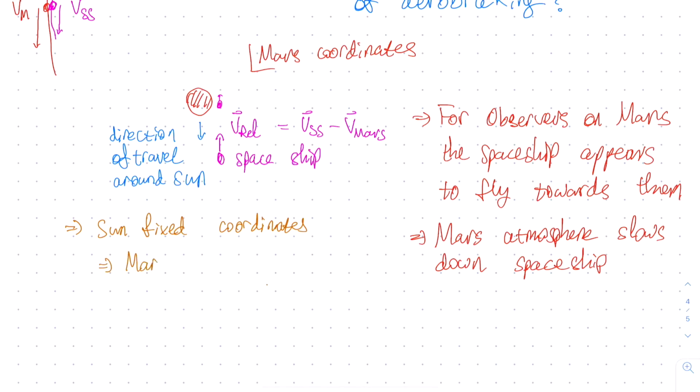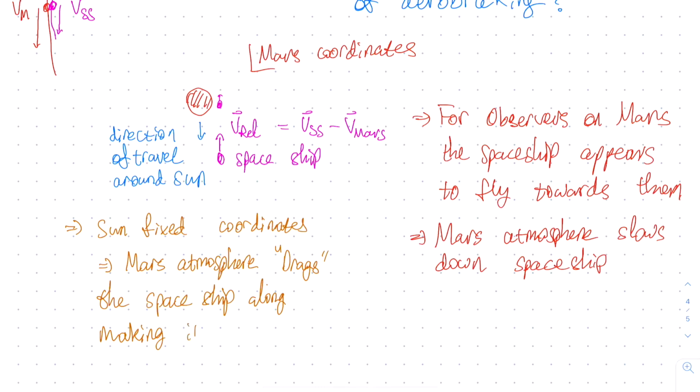Well, in the Sun fixed coordinate, it appears that the Mars atmosphere, which is traveling at the same speed as Mars, drags the spacecraft along, making it speed up. And that is the process which allows the spacecraft to enter Mars orbit.